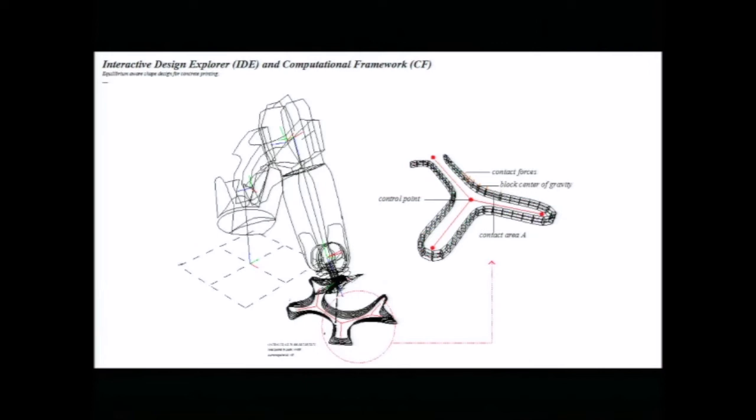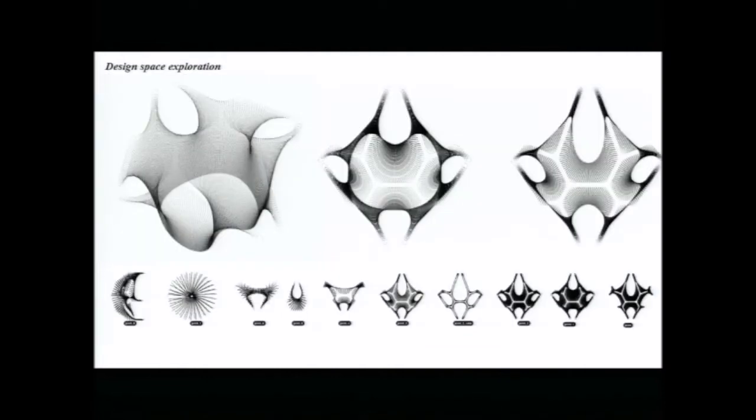Thus, the research outlines, and the paper also outlines this, an interactive design explorer and the underlying computational framework that allows for exploratory design while addressing the structural and fabrication aspects. In other words, equilibrium-aware shape design for concrete printing. So the design explorer and the computational framework are necessary infrastructure, again to emphasize, to explore the design space associated with these constraints.